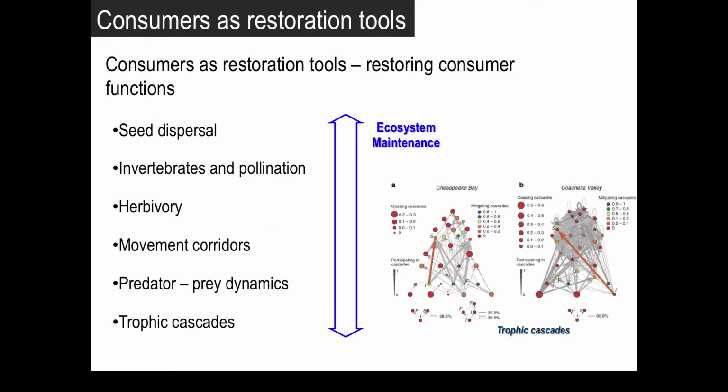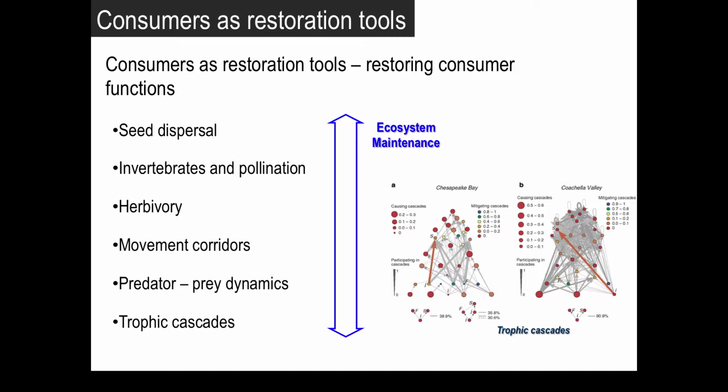If we think more broadly of consumers as restoration tools, or another way to put this, restoring consumer functions, what we're looking at is all the ways that the consumer communities maintain ecosystems. So examples of this are seed dispersal, and we've been talking a lot about seed dispersal and how to promote seed dispersal at restoration sites, invertebrate communities and pollination, and ensuring the viability of local populations over time, managing herbivory, removing herbivory, reintroducing herbivory, movement and dispersal corridors.